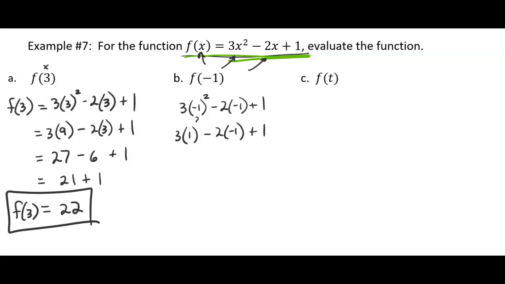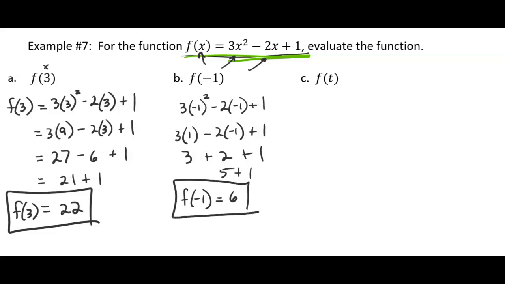Okay, so negative 1 squared. Order of operations after parentheses or grouping, you're going to do exponents, then we're going to do multiplication and division. We don't have any division this time, and it works left to right, so I get a 3. Now, I'm going to have minus a negative 2, so plus 2 plus 1. And then I work my addition. 3 plus 2 is 5, 5 plus 1 is 6. And so I like to put at the end what I was evaluating, f of negative 1, and I got a 6.